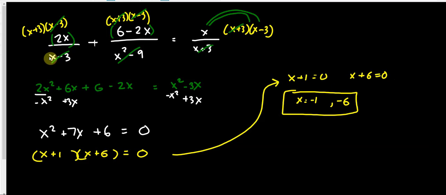Well, let's see, 3 would not be allowed, and -3 would not be allowed. Okay, are either of these 3 or -3? No, so these are good. I actually have two solutions this time. So that's interesting. That's okay.